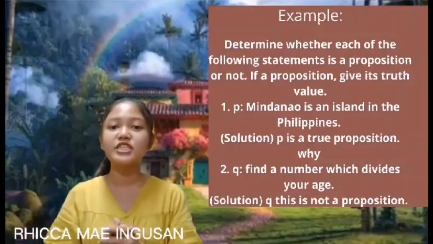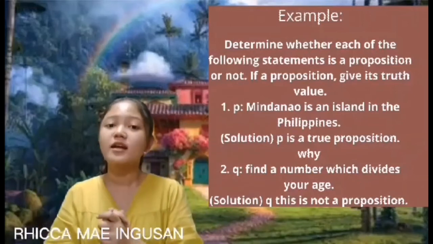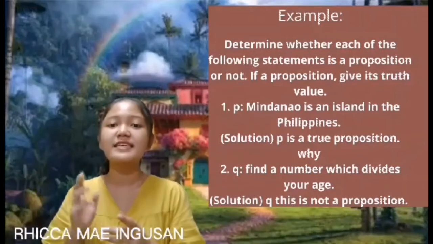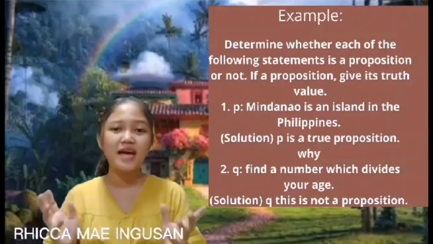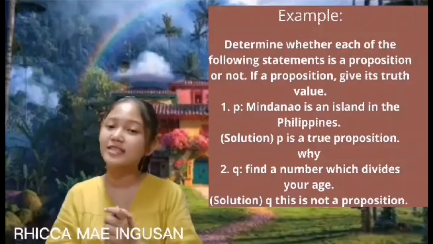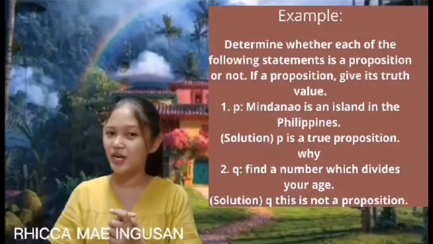Number 2, proposition Q: Find a number which divides your age. Q is not a proposition. Why? Because this statement is an example of an imperative sentence. Therefore, it's not a proposition.